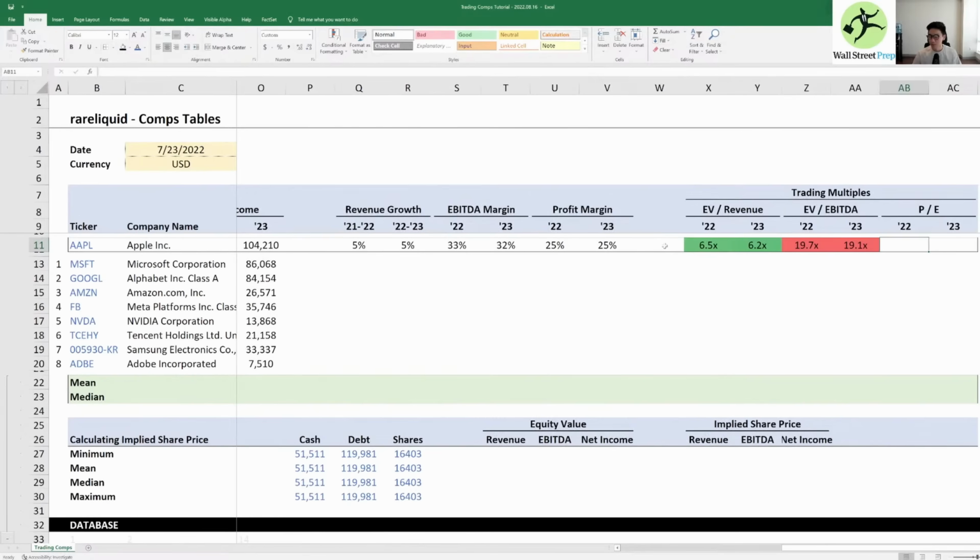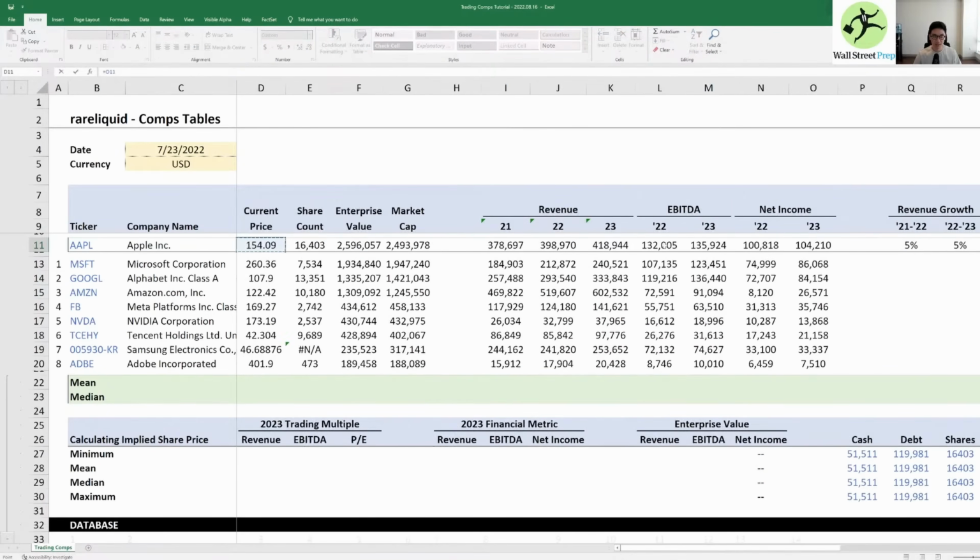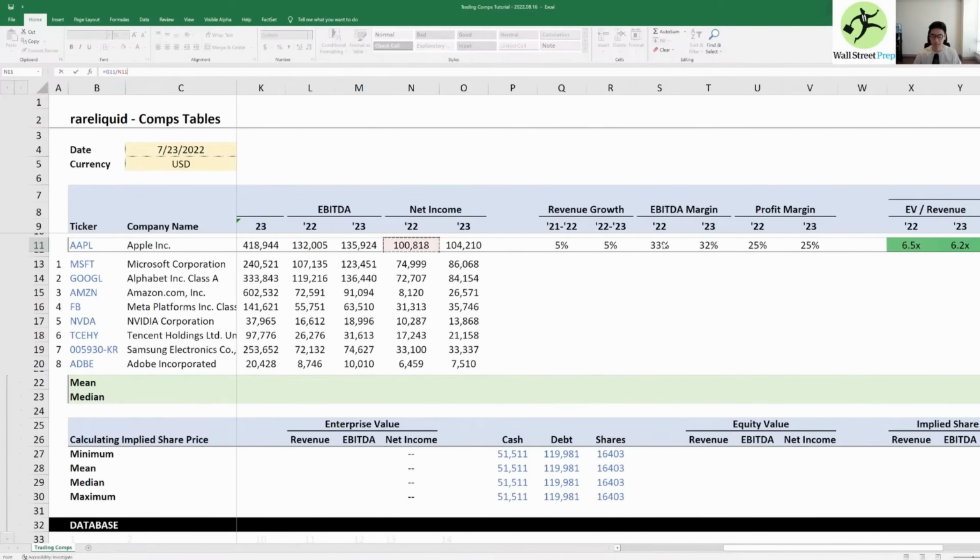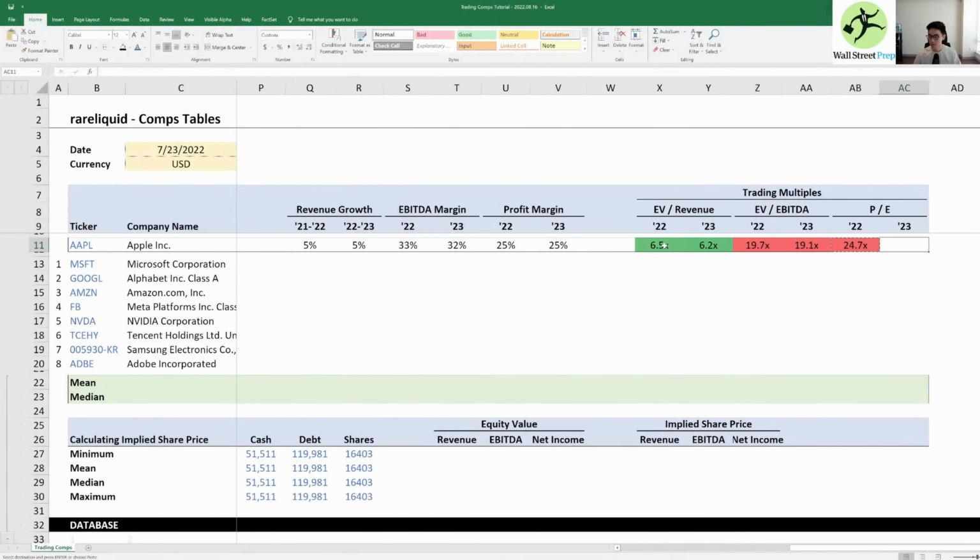Okay, now for your PE multiple, that's your price per share divided by your earnings per share. It's also the same thing as your equity value divided by your net income. So equity market cap divided by your net income, which we went over earlier on. Oops, we need to anchor the G in this one. So press the F4 button a few times, then we can copy paste this across.